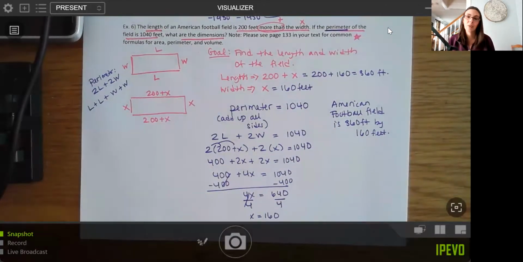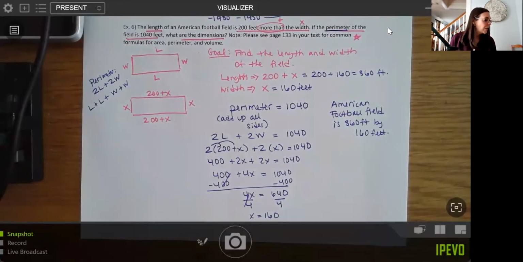The other thing I could do, if anybody knows football, then you could just actually look up and see if this is correct, right? It is. So the dimensions of an American football field are 160 feet by 360 feet. Usually we talk about it in terms of yards. So it'd be 120 yards is the same as 360 feet. So it actually is correct. And just another way that you can verify.